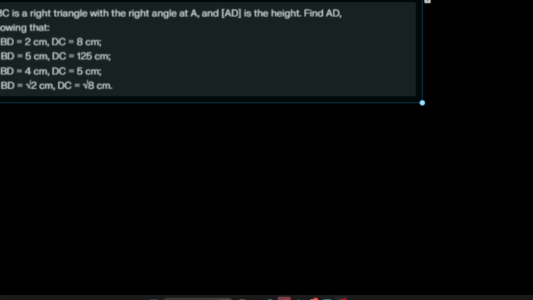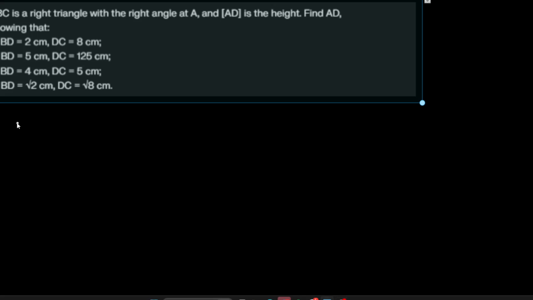Next one. Actually, the next one is this entire thing, but I think we'll just solve it step by step. Let's go with case A. Case A. AD squared. Well, we know that BD is 2 centimeters and DC is 8 centimeters. So we're just solving each one.